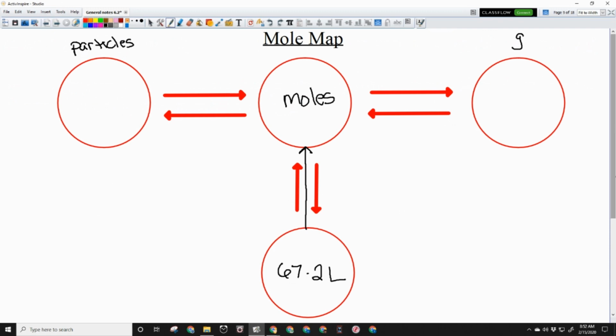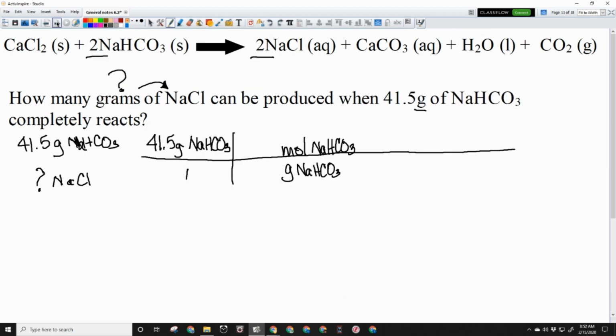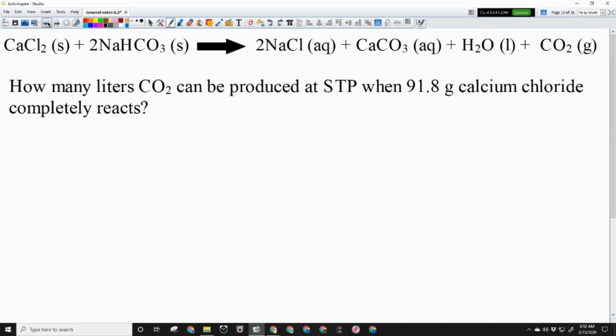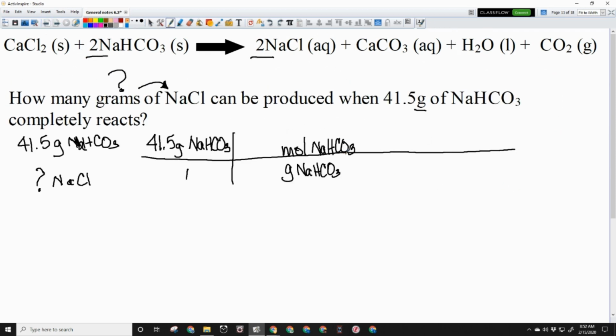How do I go from grams to moles? What do I use here? If you'll remember, this is the molar mass of whatever compound we're using in the problem. So we're going to have to calculate the molar mass of sodium bicarbonate.